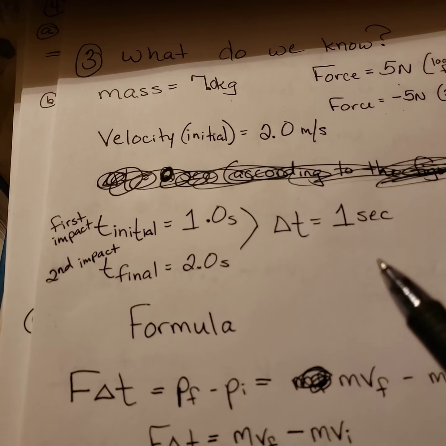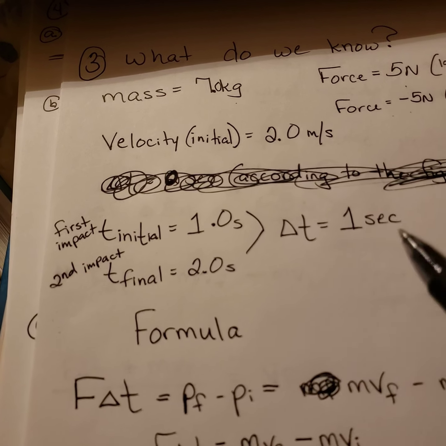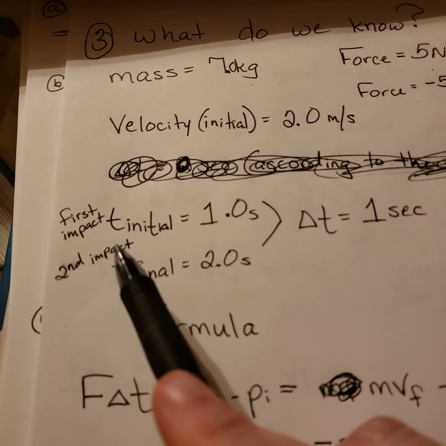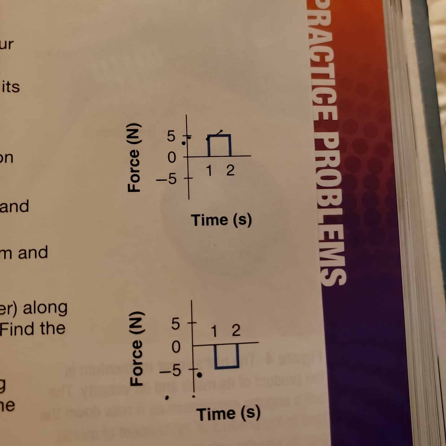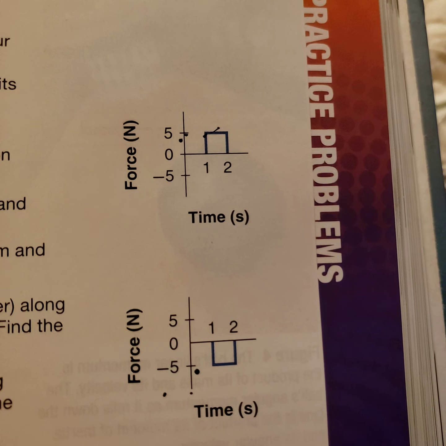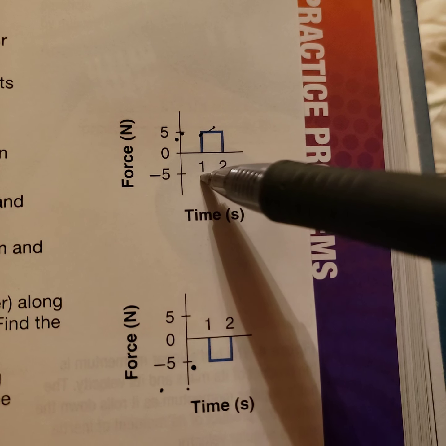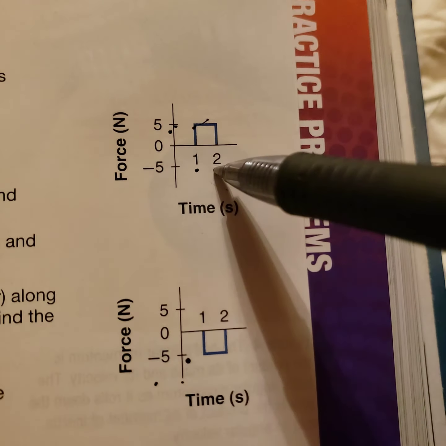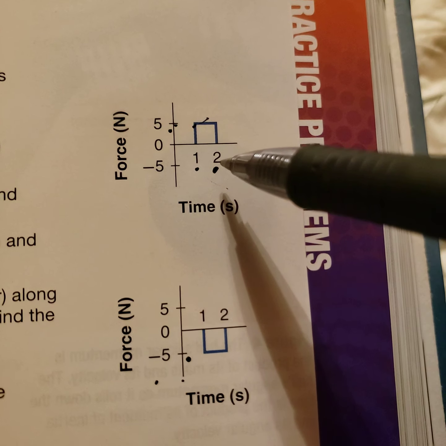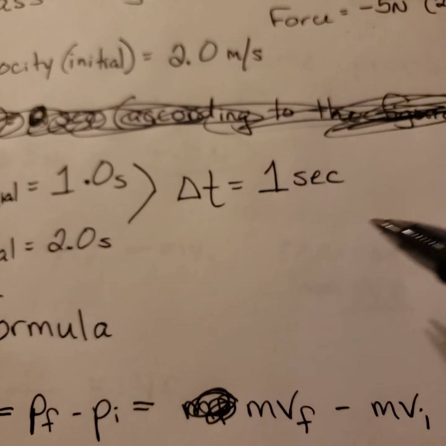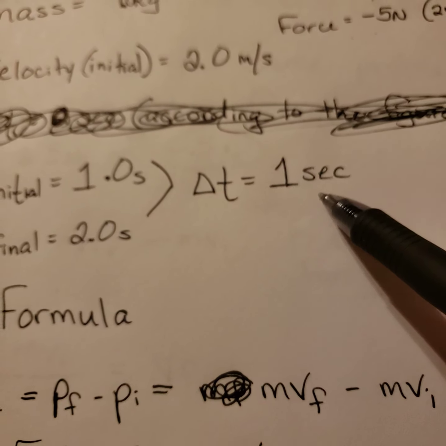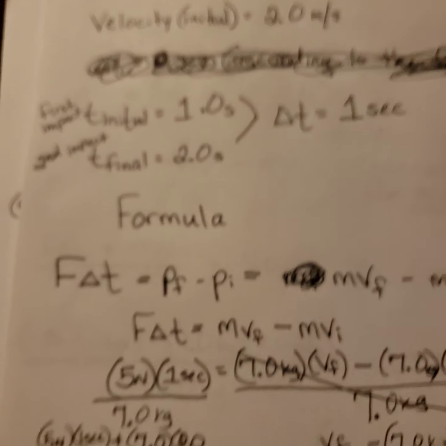So let's take a look at our time. The first impact, if you look at the little table here, the little graph, you'll see that the first impact happens at 1 second, and the second impact happens at 2 seconds. So 2 minus 1 leaves us with a change in time of 1 second.